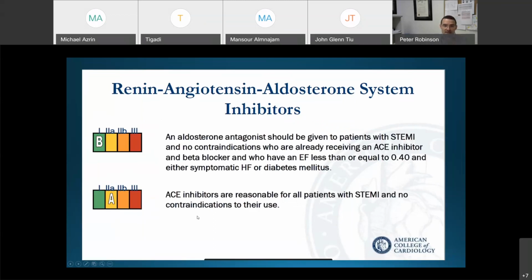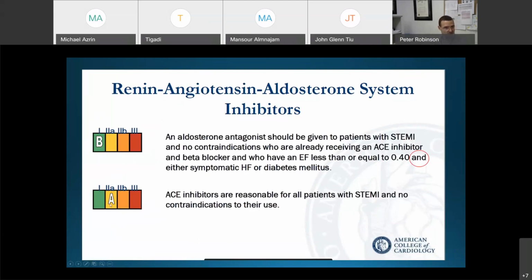Aldosterone antagonist, it's a 1B recommendation. If they come in with a STEMI, they're already on an ACE inhibitor and beta blocker. Arguably, you probably should max those out, see what the potassium is. But if their EF is less than 40 and either have symptomatic heart failure or they have diabetes, that's based on the trial we'll talk about.